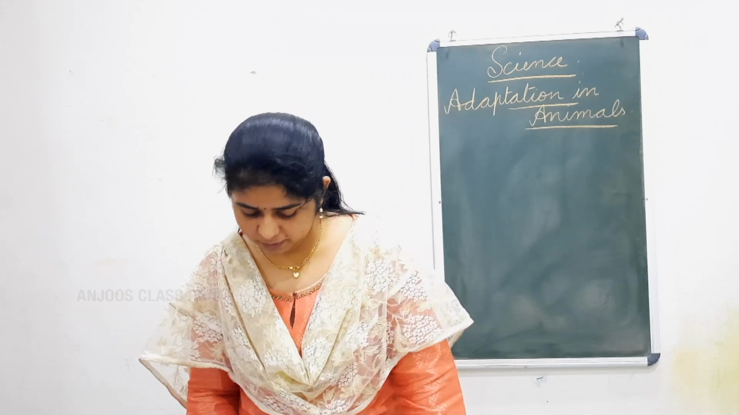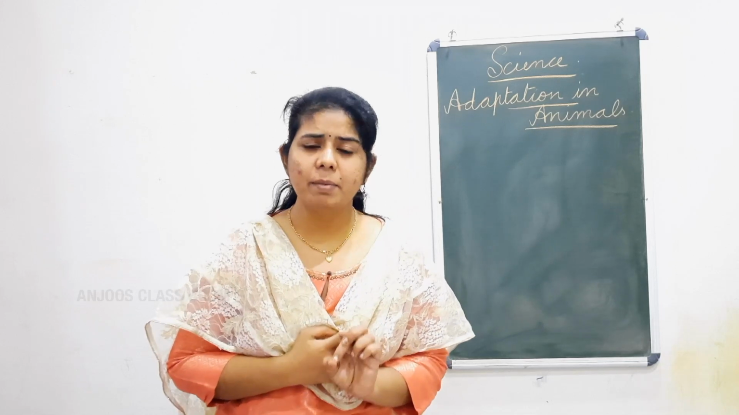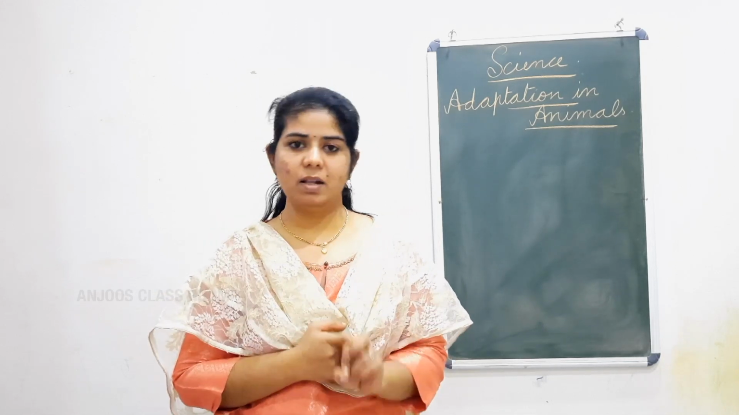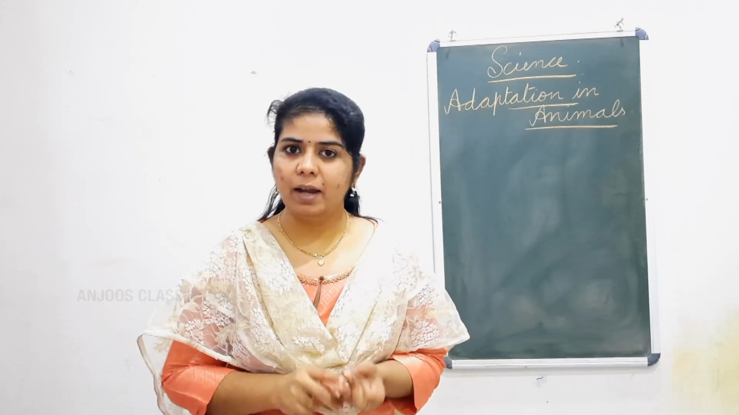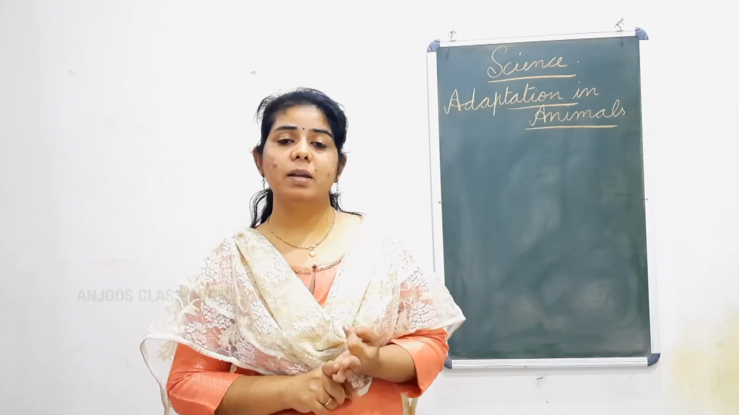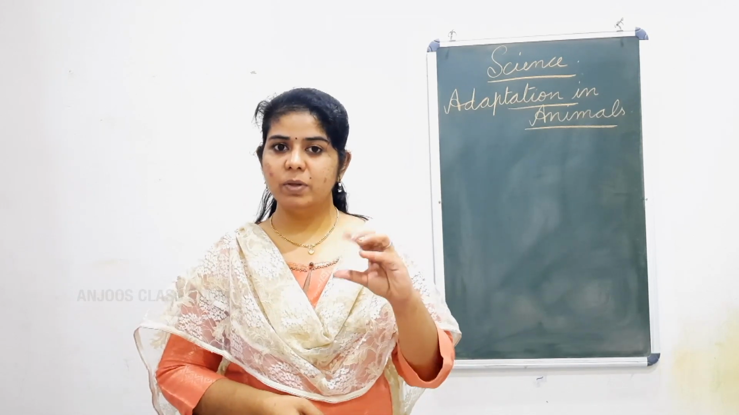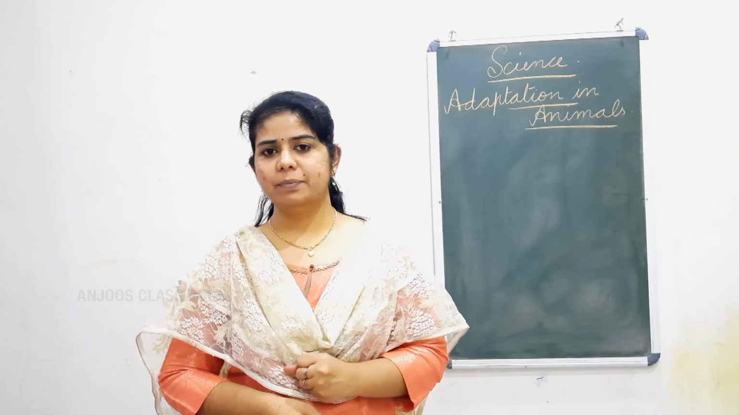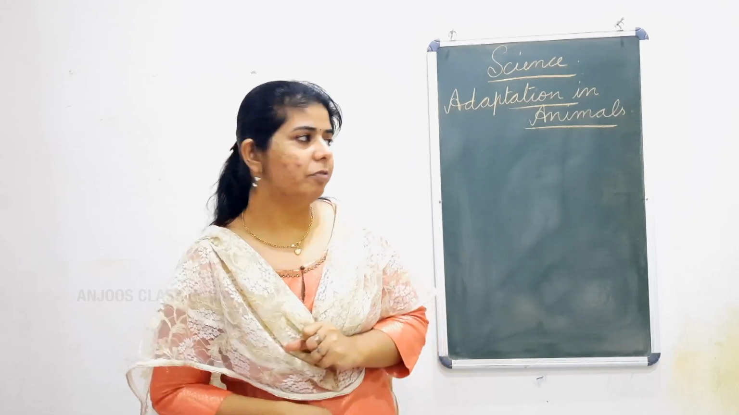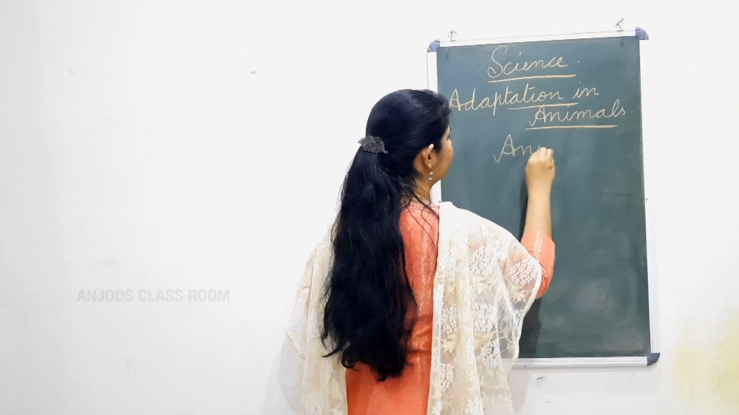So we are dividing the animals according to their food habits into three types. Some animals eat only plants. Then there are some animals which eat only animals, the flesh of the other animals. And there are some animals which eat both plants and animals. So animals which eat only plants, what are the features in them? How are they able to do it? That is what we are going to see. So first we will divide the animals according to the food they eat.